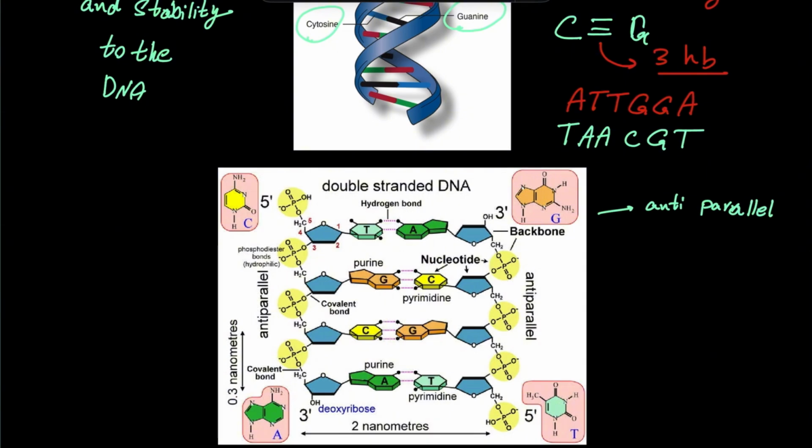Each DNA strand has a direction. One strand runs from the 5' end to the 3' end. Because the 2 strands run in opposite directions, they are called antiparallel.